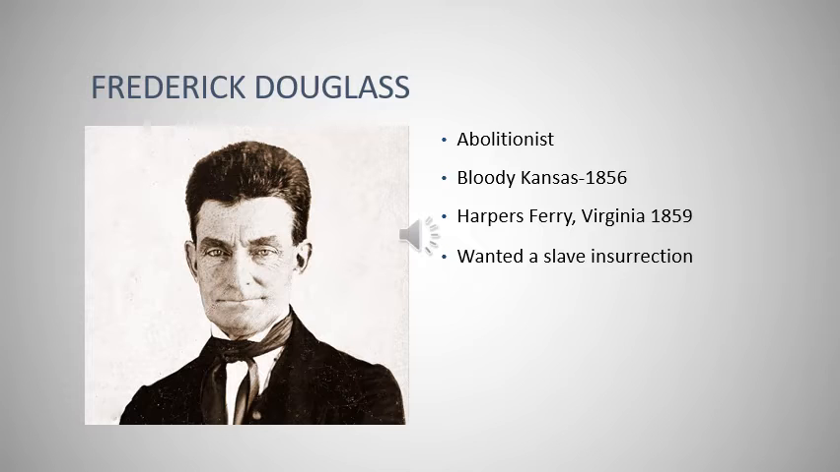John Brown was a prominent abolitionist. Brown believed that slavery could only be overthrown violently. He became famous during the Bloody Kansas period in 1856, when he and his supporters murdered pro-slavery Southerners and in 1859 attacked the Federal Armory at Harper's Ferry in Virginia. Brown hoped that by doing so he would start a slave insurrection.